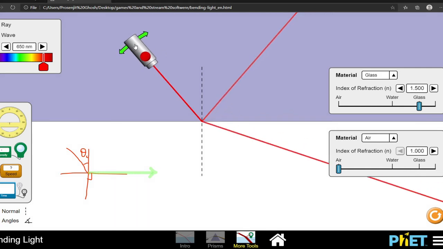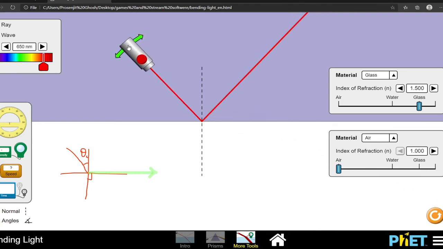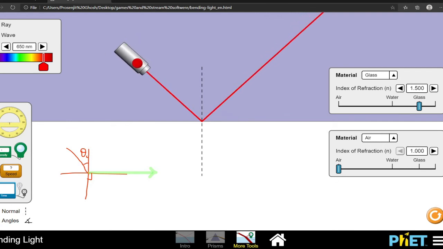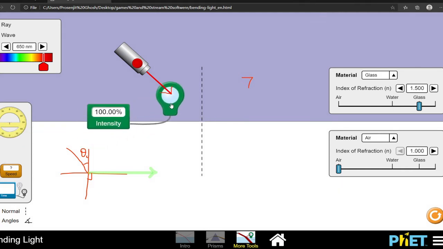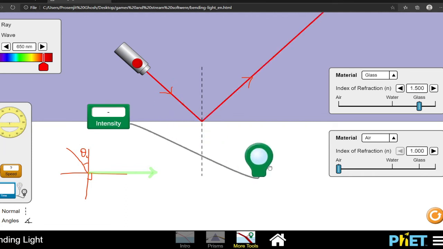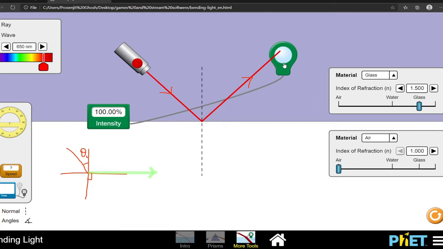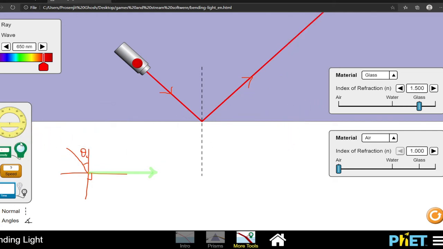Now see that. Before the critical angle, the light is showing refraction. But after reaching the critical angle, when you increase the angle more than the critical angle, all the light gets bounced back. That is total reflection happening. So this is called total internal reflection. I can show you the intensity of light. This is 100% for the incoming one, and this is also 100% for the outgoing one. That means all the light is passing by reflection.